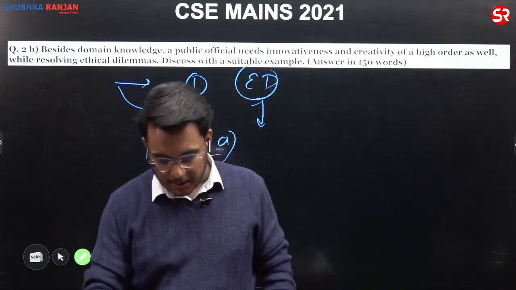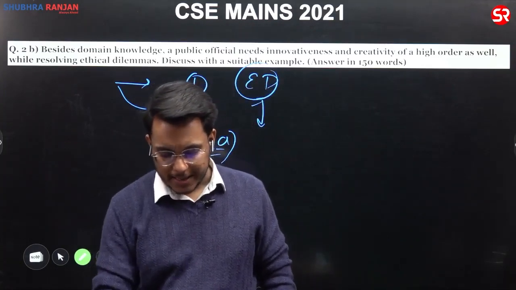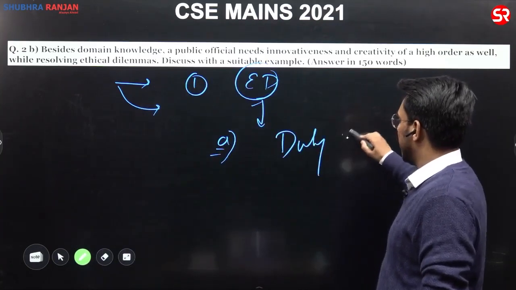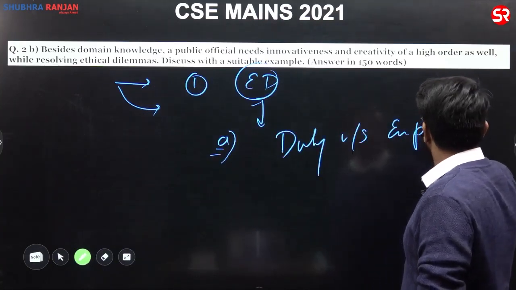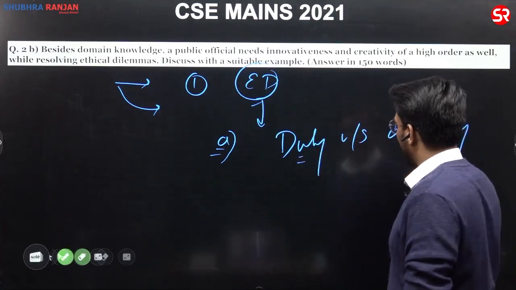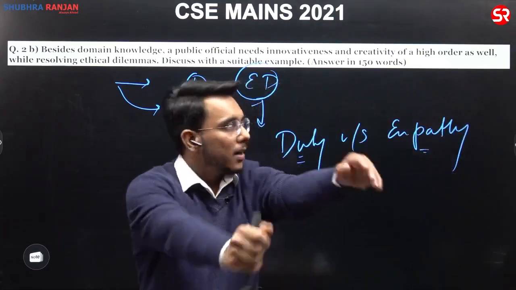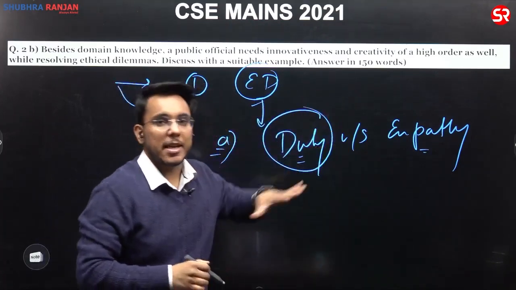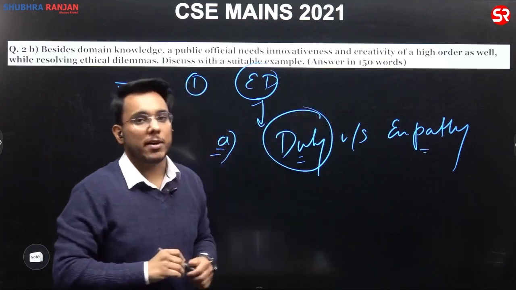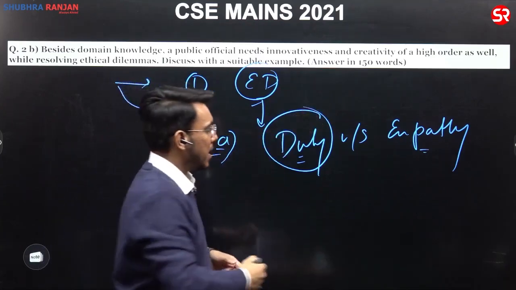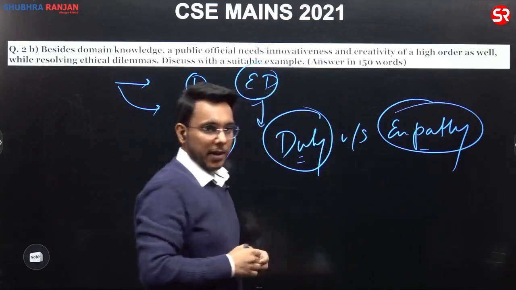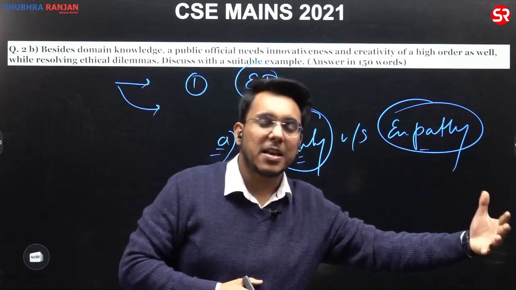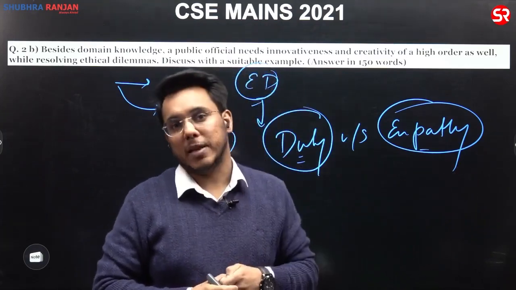There is an ethical dilemma that is observed many times. For example, duty versus empathy. Now, how is it a dilemma? See, upholding the duty is very important. Duty has been equated with dharma. Upholding the duty is very important. But at the same time, empathy is also important. What is empathy? Empathy is to feel another person's pain, another person's suffering, misery. Empathy is also very important.